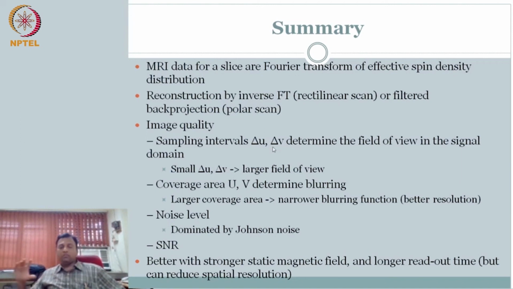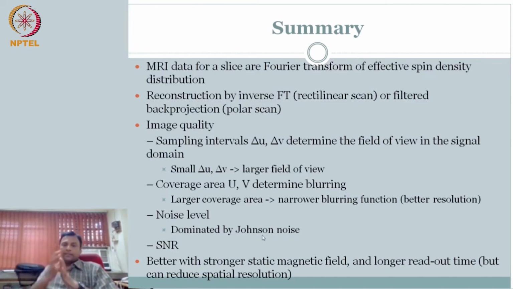We saw this very confusing, but if you understand this, it is very straightforward and intuitive. No big deal. The highest frequency in the frequency domain dictates the finest variations that you can catch, or your spatial resolution. We know that. It comes out very sophisticated here. So delta U, delta V, we related to your field of view in the XY direction. Likewise, your coverage area of capital U and capital V determined the blurring. And then finally we talked about Johnson noise and we concluded with signal to noise ratio.